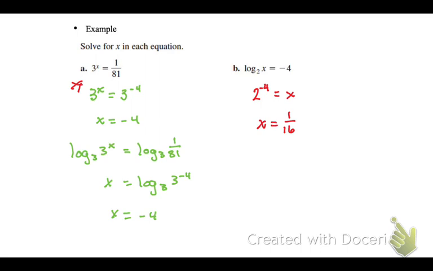Okay, now I'm going to show you how they did this one. So we just changed it. We used the inverse property. They took and said 2 to the log base 2 of x equals 2 to the negative 4th. So the left just equals x, correct? And the right is 1/16. Okay, we got the same answer in about the same steps.